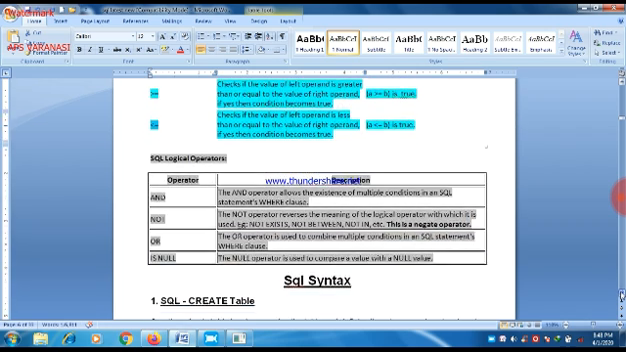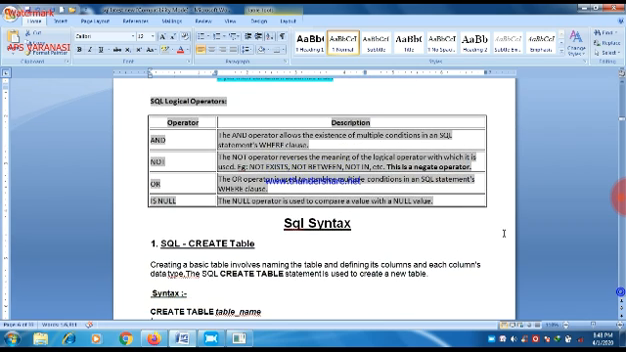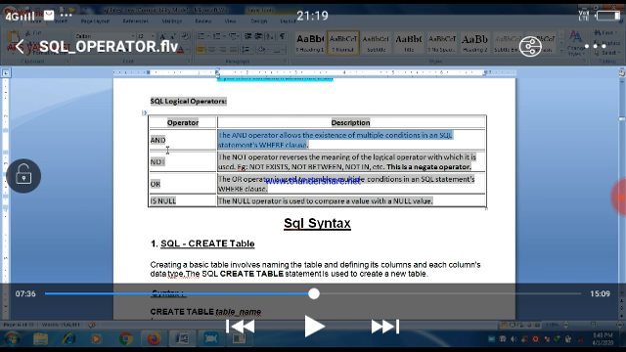These logical operators basically perform logic operations. First of all, AND. Using AND, we can combine conditions. If both conditions are true, then the answer will be true. If there are more than one condition and all conditions are true, then the answer will be true. It means the answer will be 1. If at least one condition is false, then the answer will be 0. It means the answer will be false.